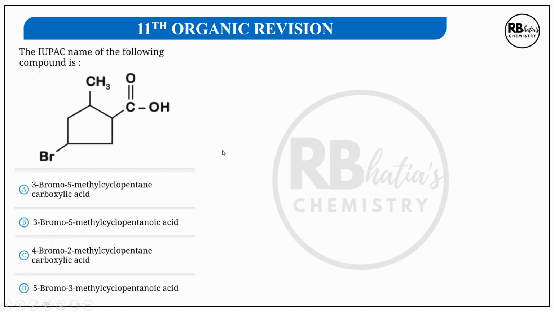The next is the IUPAC name of the following compound. In this compound, the component that we have is the main functional group. Since this functional group is a carbon-containing functional group and is present in the side chain, we can never start numbering and go like this. This kind of numbering is wrong. So we have to give the carbon to which this carboxylic acid is attached as number 1.